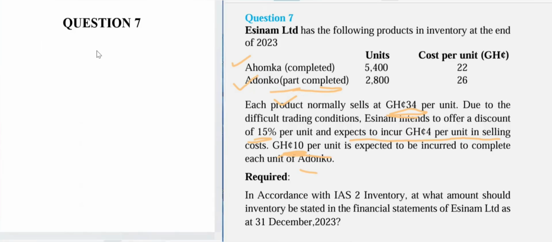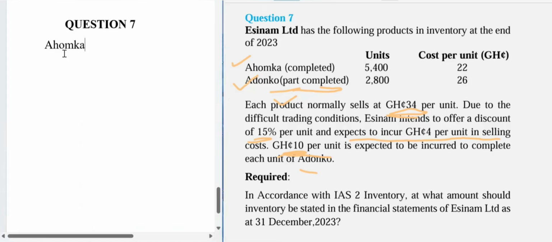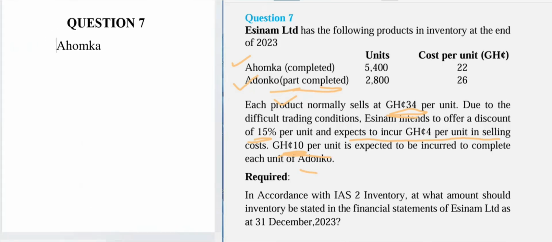So let's value them separately. Let's start with the first one, which is Ahumka. Let's value Ahumka first. Then we'll come and work on Adonko, right?